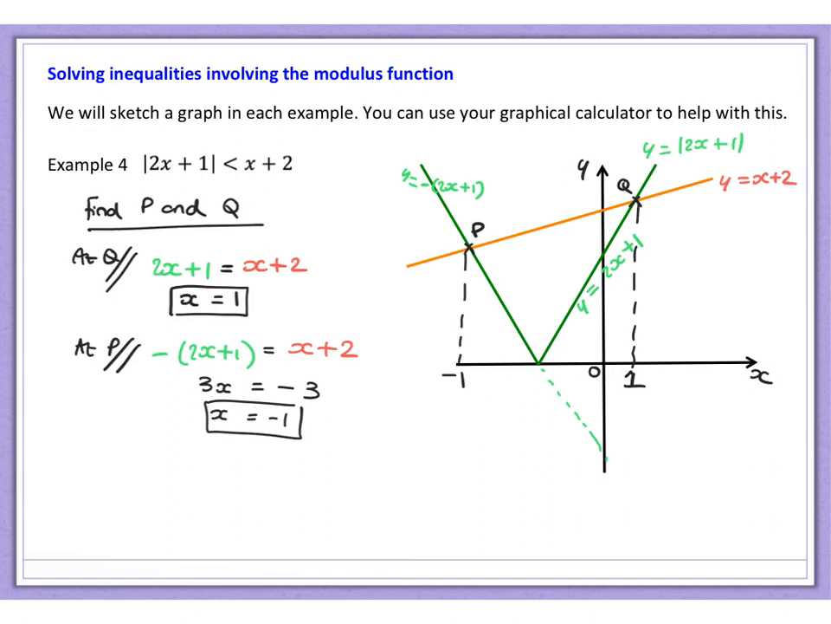So we're then trying to solve, and we didn't rearrange the original question, where the modulus function is less than the straight line y equals x plus 2. So we're looking at this enclosed region here. We're looking at the x-coordinates that create that region. So it's very, very simply x is less than 1, x is greater than -1.